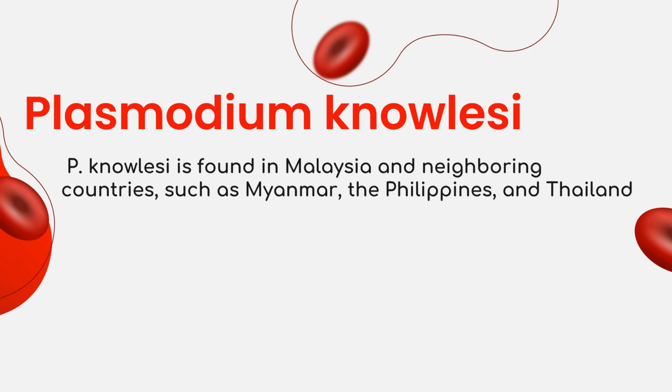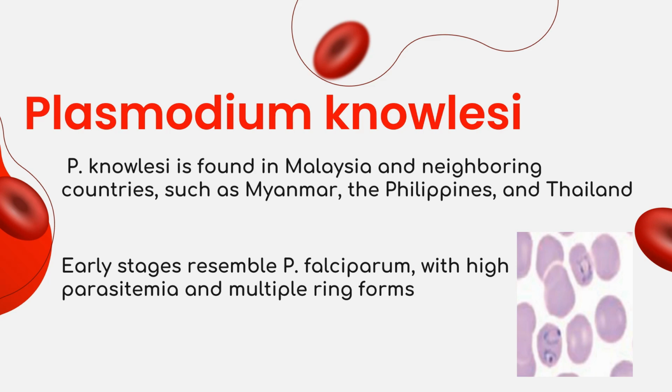Plasmodium knowlesi, a species of the malaria parasite, calls the vibrant landscapes of Malaysia its home. It has also made its presence known in neighboring countries such as Myanmar, the Philippines, and Thailand. In its early trophozoite stage, Plasmodium knowlesi shares similarities with the notorious Plasmodium falciparum. It displays high parasitemia, with multiple ring forms within a single red blood cell. These early stages can be quite deceptive.